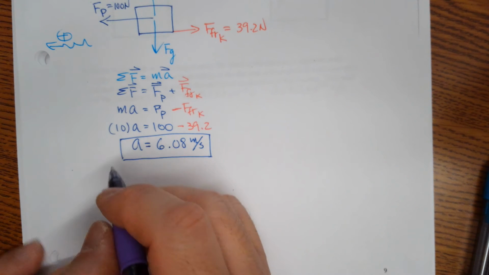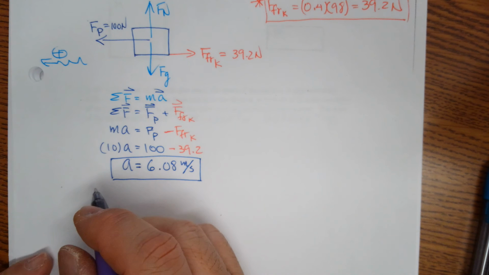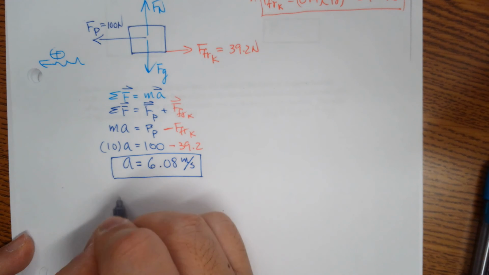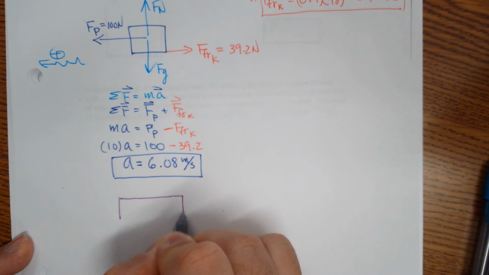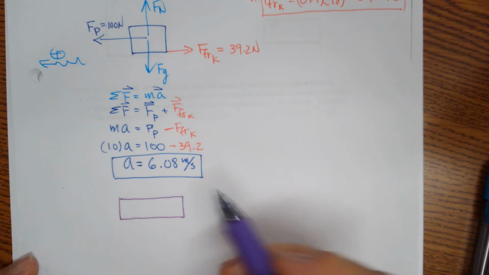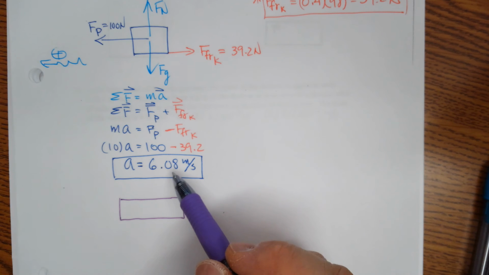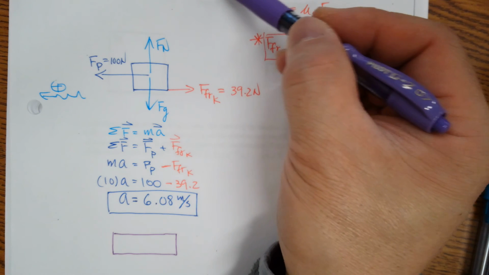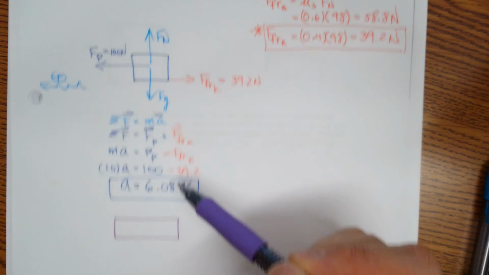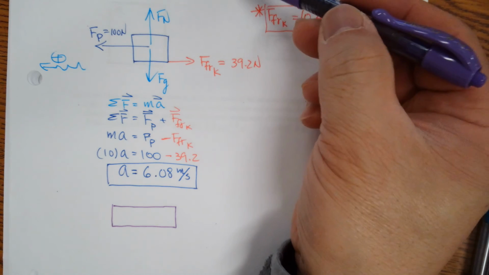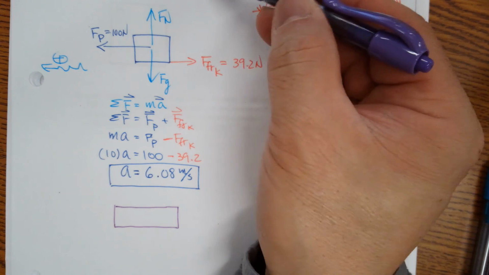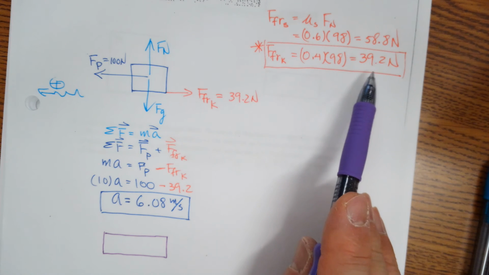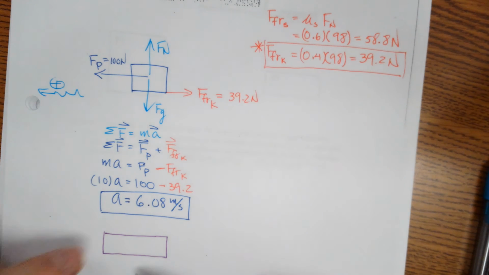Now let's take a look at the bottom slab. The bottom slab is not going to be moving at the same acceleration. The top block is going to slide on top of the bottom slab at this acceleration. But the bottom slab is going to get pulled by the friction, which is this kinetic friction value at the top.